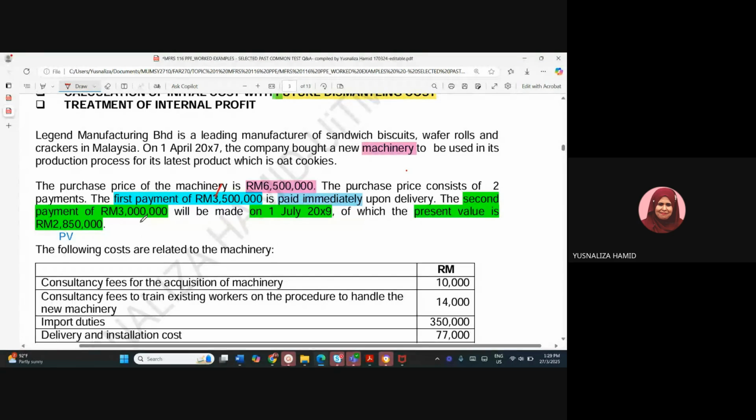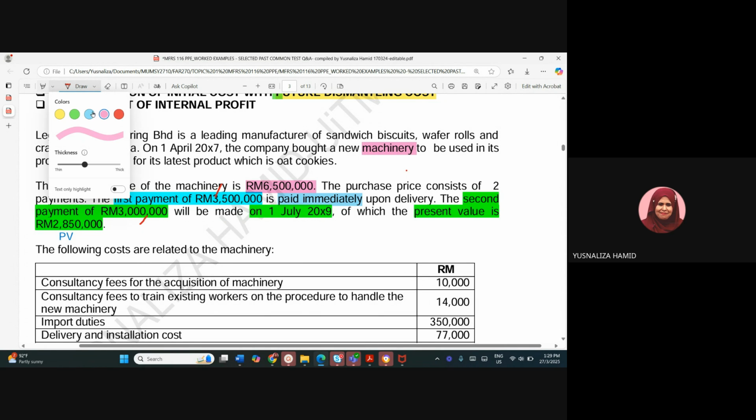However, the remaining payment, which is the second payment of 3 million, will only be made on 1st of July. So there is no installment like first or second installment. There are only two payments. First payment, second payment. Because in the first example that I did with you, there are first payment and then there are two installments. But this one, there is only first and second payment. Second payment is 3 million. But this 3 million is going to be incurred on 1st of July 20x9.